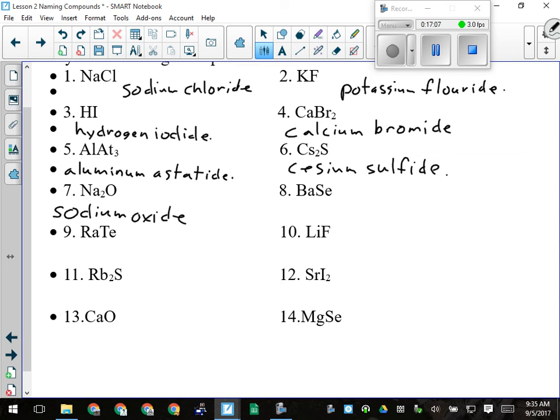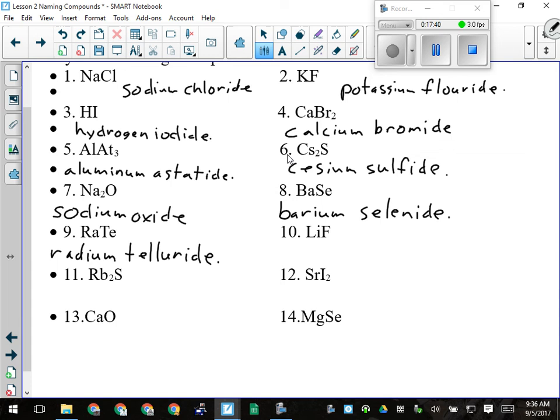Okay, for number 8, we've got barium, and then it's selenium. So it can be selenamide or selenide. Either one is acceptable, in terms of how you put the "ide" ending on selenium. Selenide, selenamide, doesn't really matter. All right, for number 9, we've got radium and tellurium. So that's going to be radium telluride.